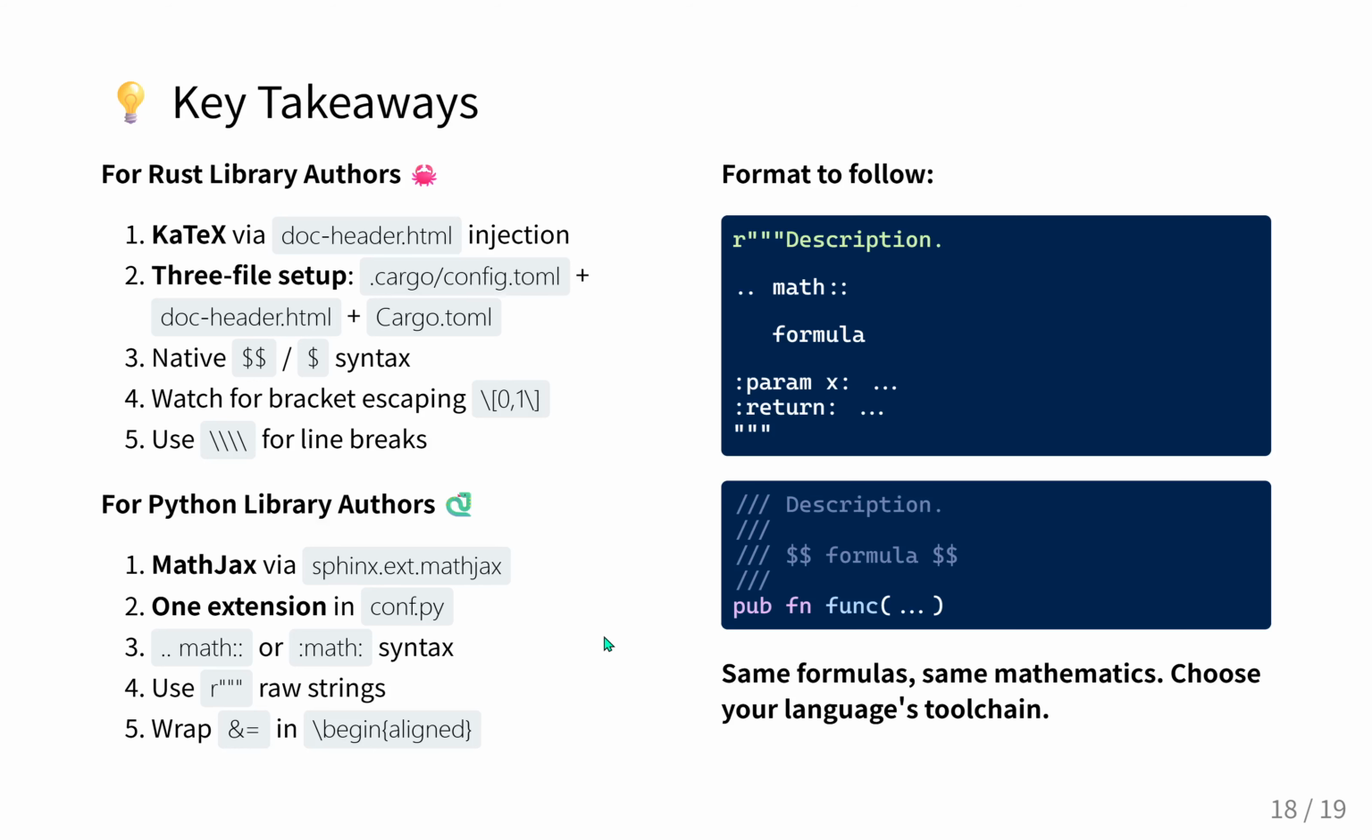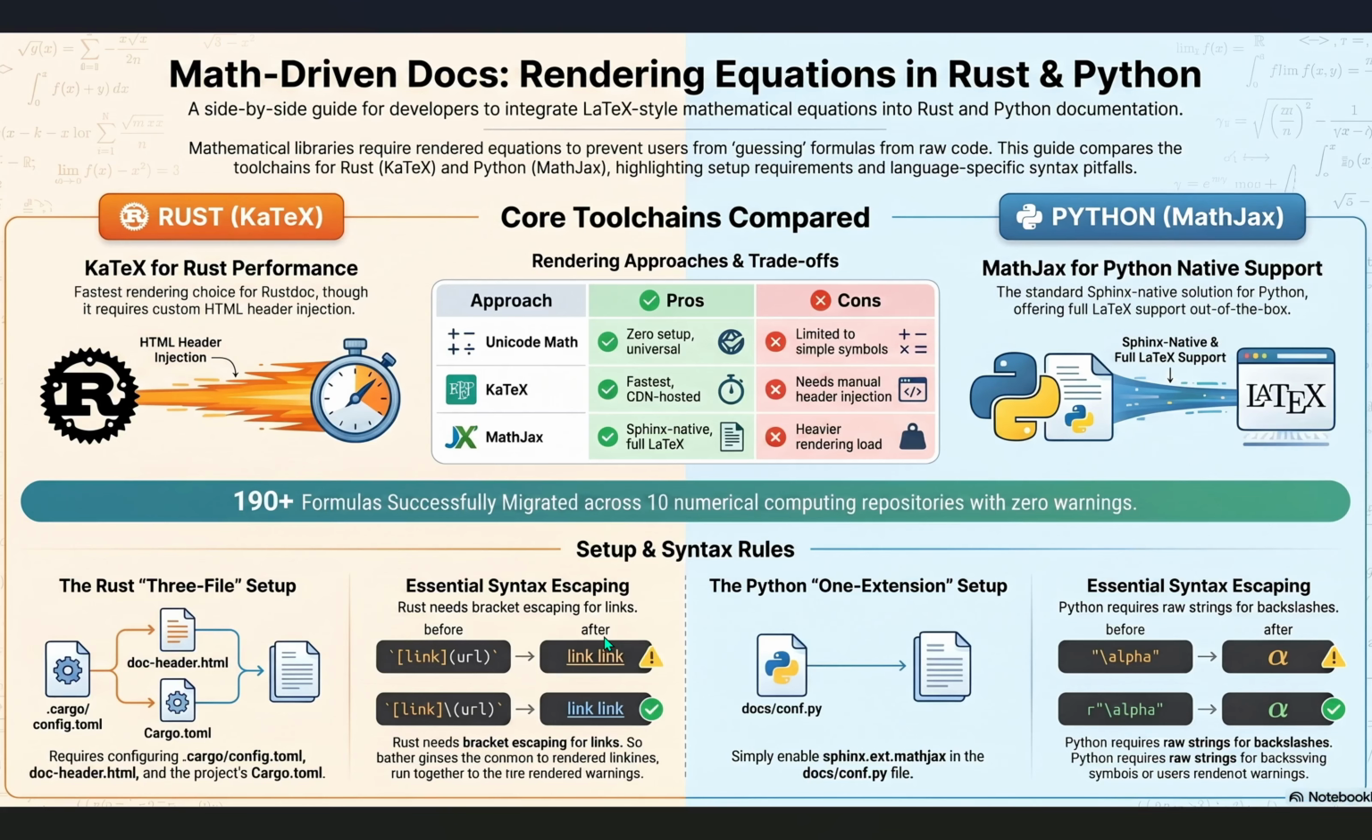Over 190 intense mathematical formulas implemented across dozens of files and 0 compilation warnings. It really drives home the core lesson for you, the listener. Documentation is the user interface for your code. It really is the UI. Whether you are building a physics engine, a financial modeling tool, or simply trying to read a colleague's custom library, you now know that you have the tools available. You have MathJax for Python and KaTeX for Rust. You have the power to make your algorithms legally legible. You choose your language's toolchain, you navigate the specific escaping rules for Markdown or raw strings, but you must remember that the math itself is universal.